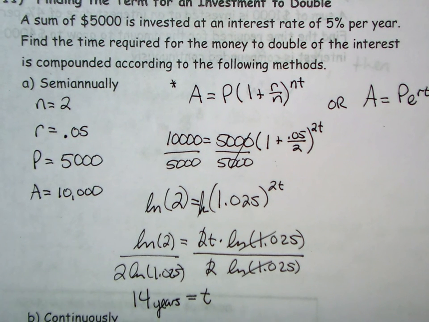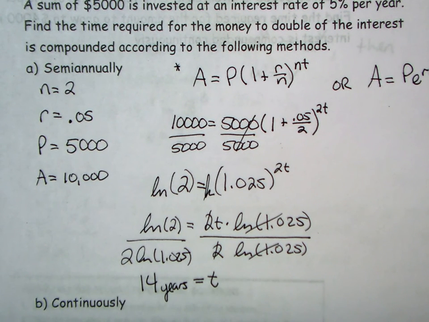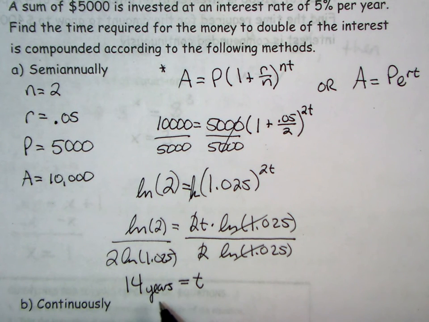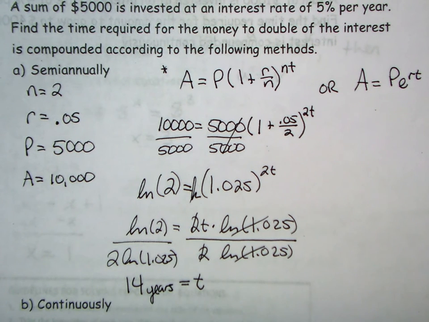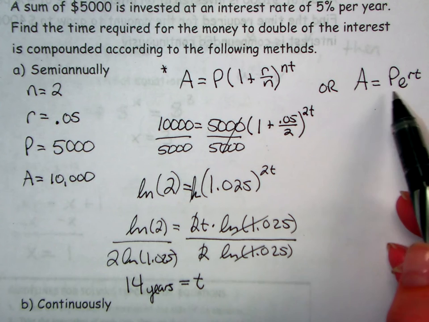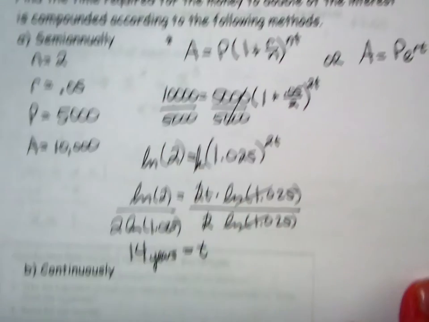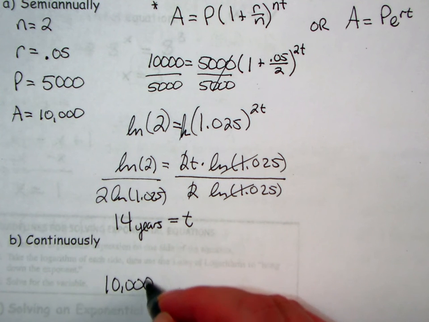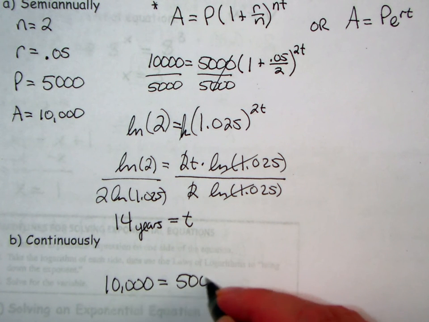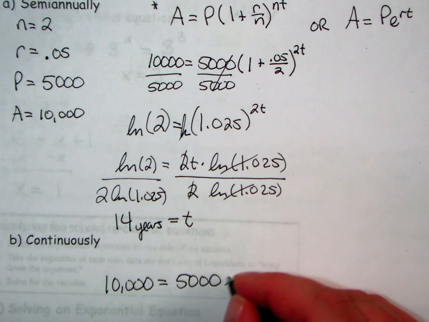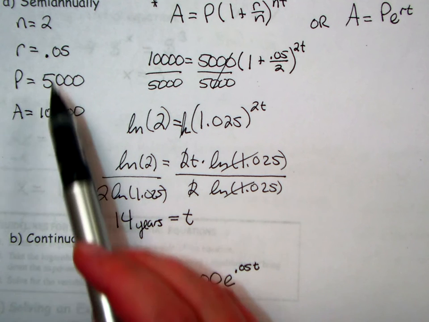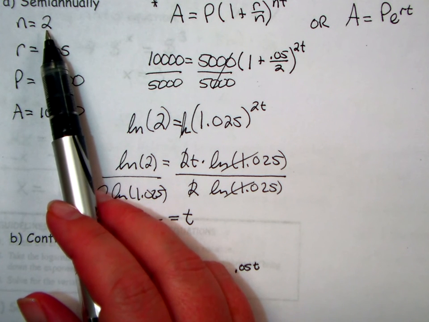Now, question B says, how long will it take if the money is compounded continuously? So if we have continuous interest being added to our account, surely it's going to shorten the amount of time that it's going to double. But if it's compounded continuously, we're going to use the PERT equation. And so I'm going to get the amount is still 10,000 because we want the money to double. The principal is the initial investment, e to the 0.05t. Okay, so I'm using the same numbers. I'm just replacing the n with e.